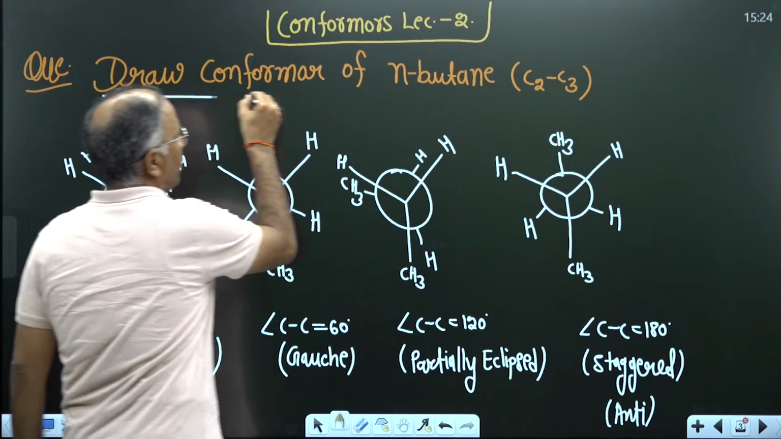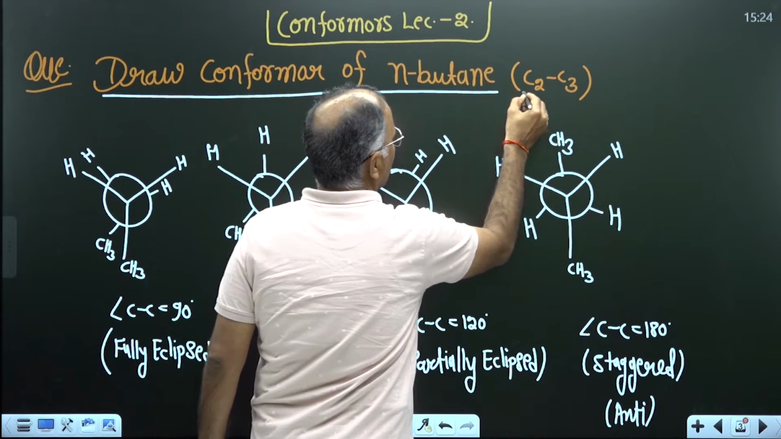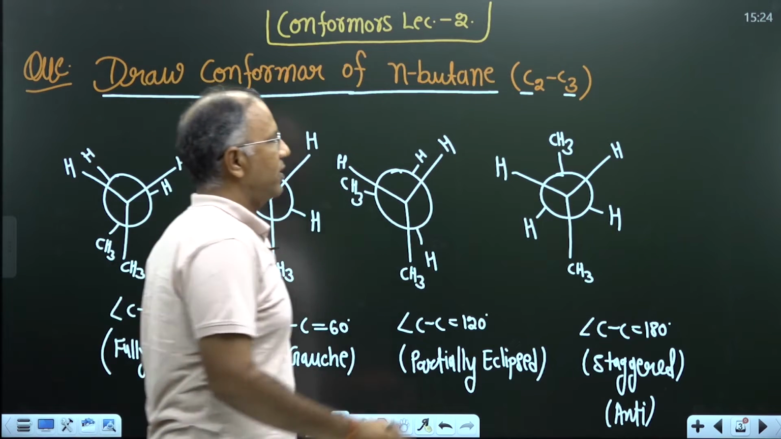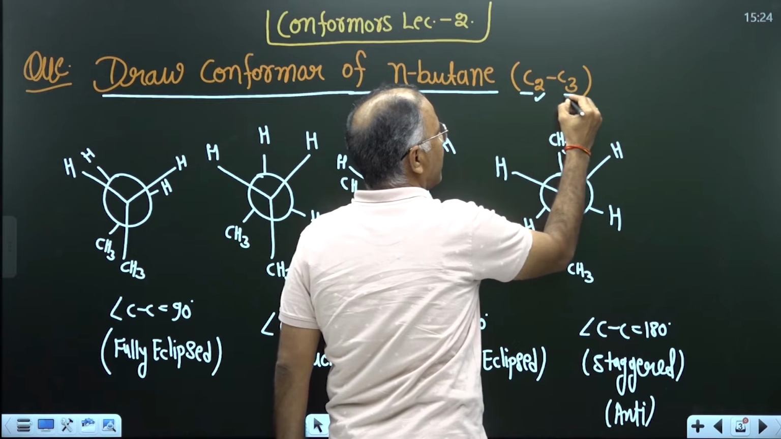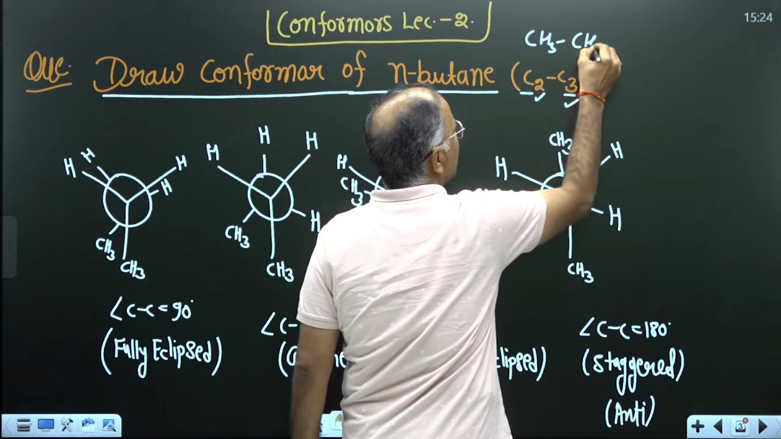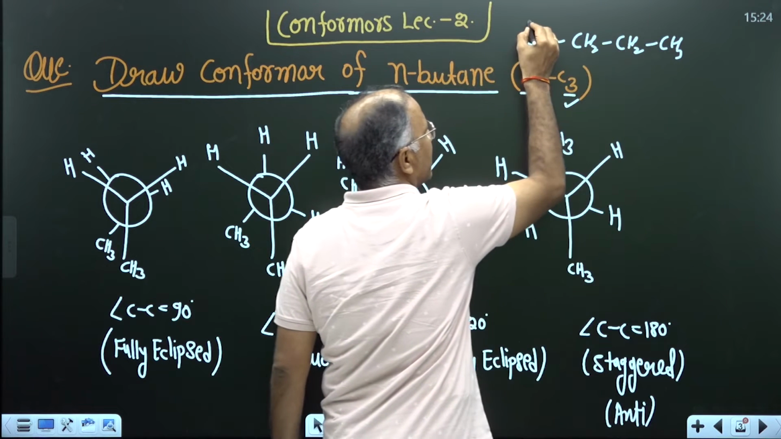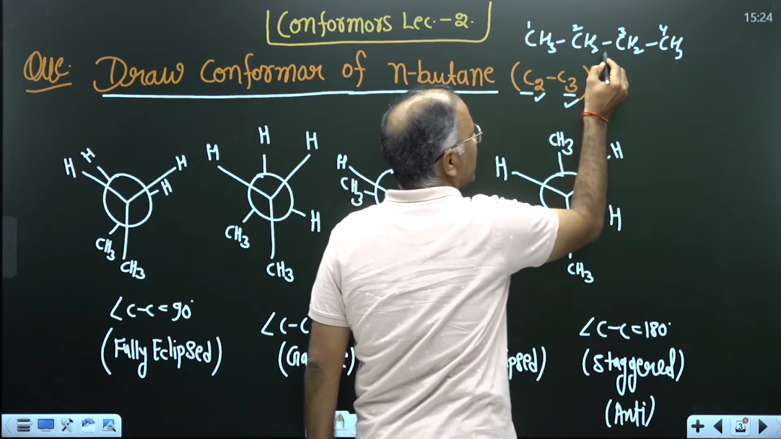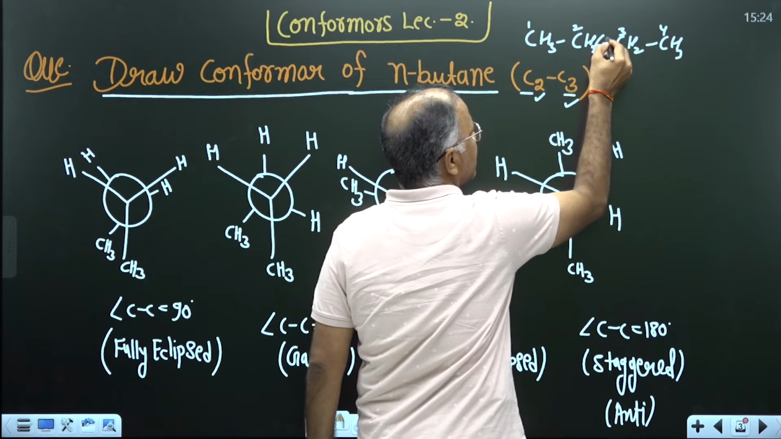Now, what we have to do, draw conformer of normal butane across C2-C3. Now, what is the meaning of C2-C3? It means across the second and third carbon. Now, how to decide the numbering of this carbon? It will be decided on the basis of IUPAC nomenclature. So, first of all, we will number according to IUPAC. C2-C3 means we have to draw conformer across this carbon-carbon bond.